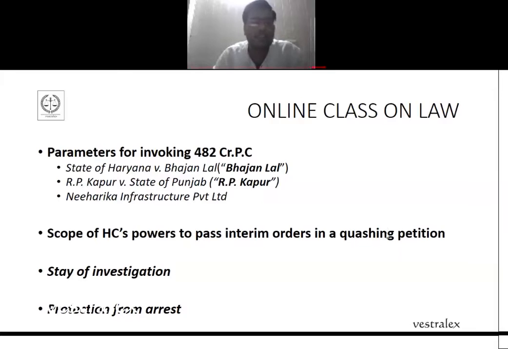It is his discretion, but every High Court has a different point of view. In the Allahabad High Court, the court basically entertains petitions under Article 226 for stay of investigation. The same applies to protection from arrest. So in our High Court, 482 petitions for stay of investigation or protection from arrest are not maintainable, but the same are maintainable in other High Courts.